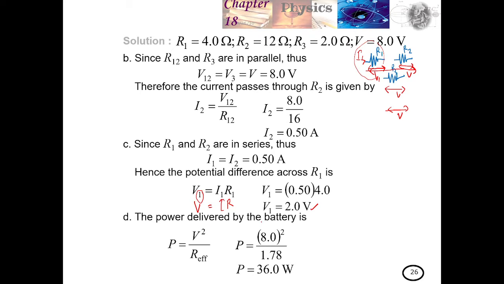For D, the power delivered by the battery, P equals V squared over R, which came from P equals IV and V equals IR. If you do the substitution, P equals 8 squared divided by 1.78. So the power delivered by the battery will be 36.0 watt.